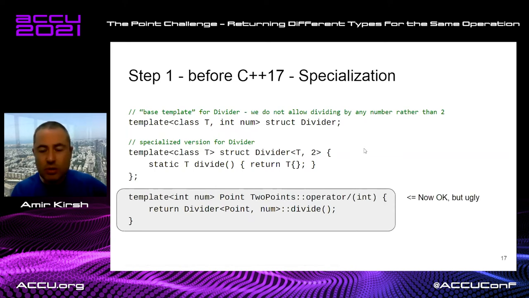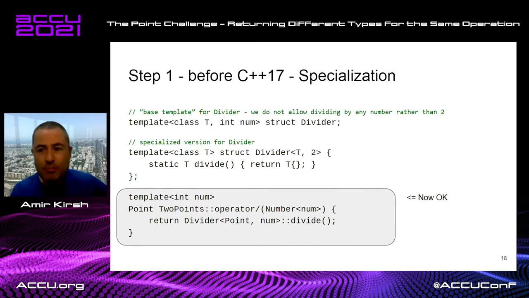Okay, so we have to go back and say, you know what? The number that you want to divide by is a template parameter. But then the int here is just not relevant anymore. It's redundant. You just send the number as the template parameter. So maybe it can work, but it would be quite ugly. So let's go for something a bit more sophisticated, but better.